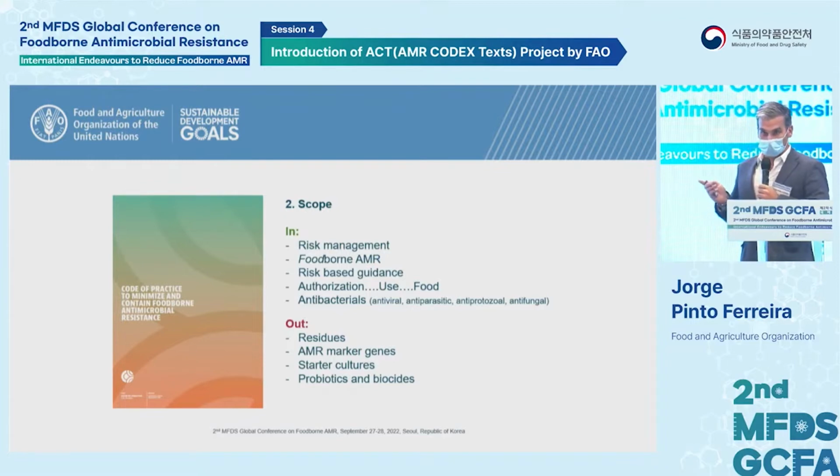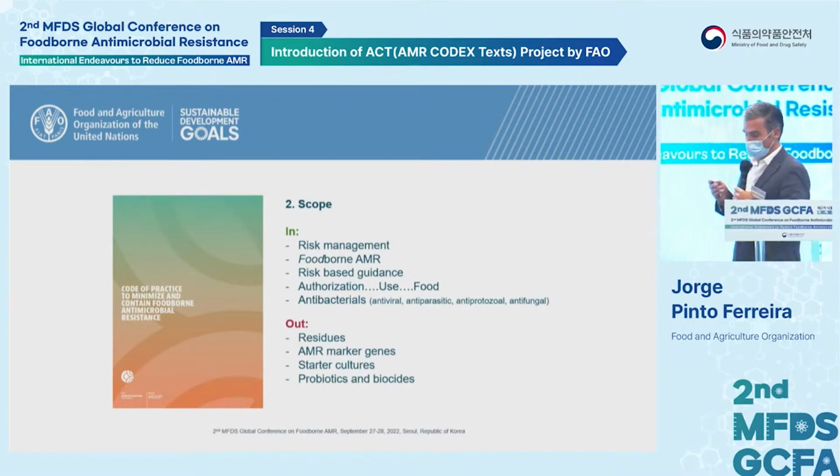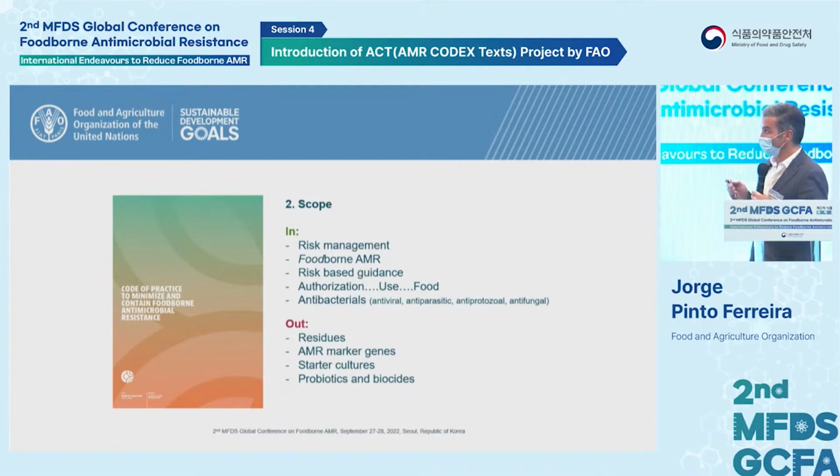The scope, so what's in? Above all, it's a risk management tool. It's a risk management guidance document. That's the overall goal of the code of practice. It focuses on foodborne AMR, and this seems silly to say at this conference, but often we are used to working in different sectors, animal use, for example, plant use, but the focus is on food, foodborne AMR, and this is often not the case in many meetings and many documents.